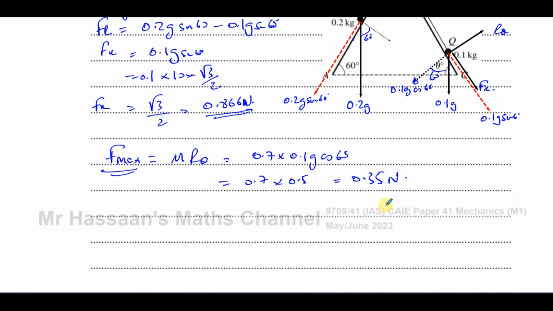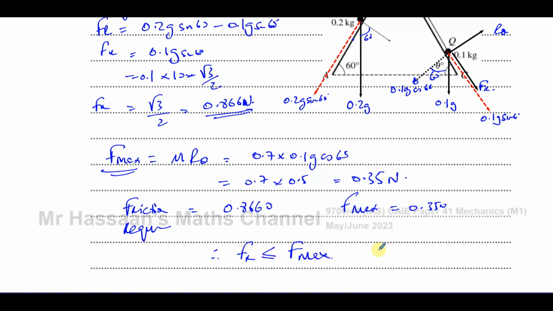So we can say that the friction required is 0.866, and the maximum friction that can be generated is 0.35 newtons. So the friction required is greater than the maximum friction. Therefore, the particles will move.